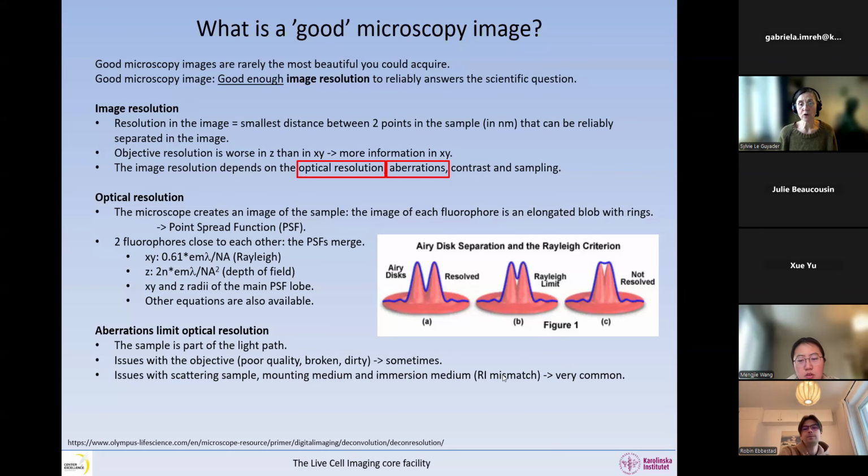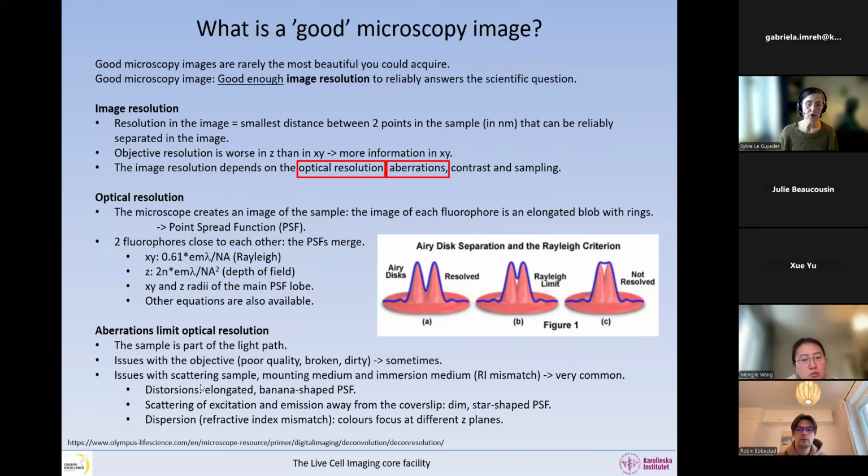All right. So now you know everything about all this, and you can ask yourself, is this preventing me from answering my scientific question in a reliable way or not? So in these cases, either an objective issue or a sample issue, we have distortions, and the point spread function is elongated more than it should be, or it's banana shaped or something like this, so it looks like a little star. And we have scattering of both the excitation and the emission as soon as we go away from the coverslip. So we have, again, a weird point spread function, and we can have dispersion, which makes the different colors end up at different Z planes.